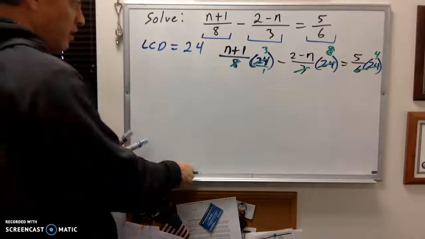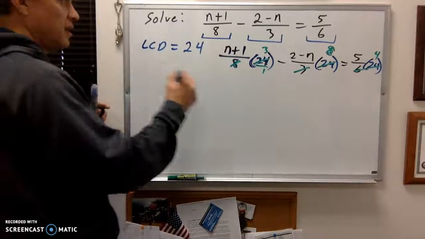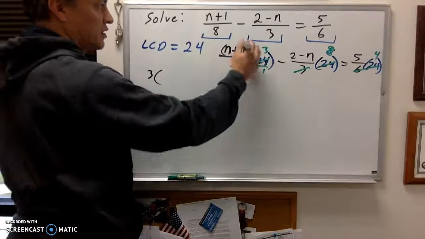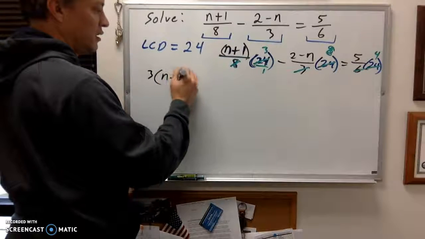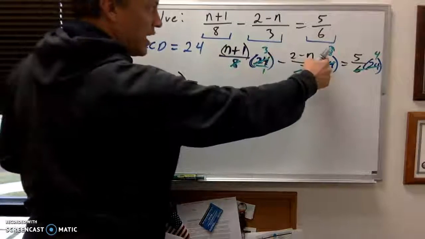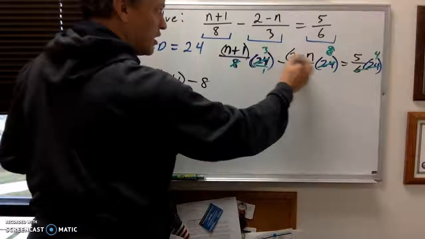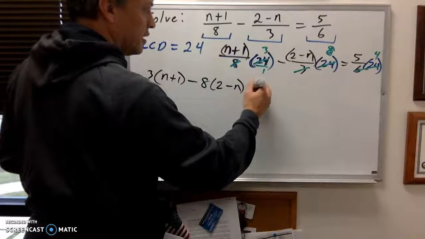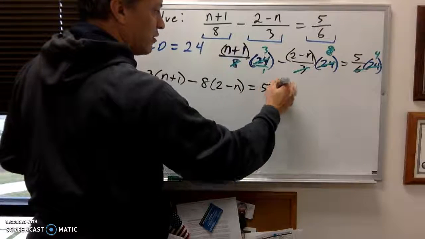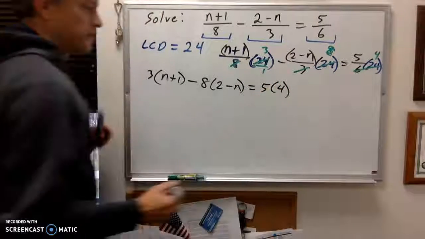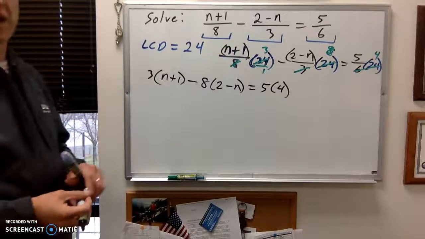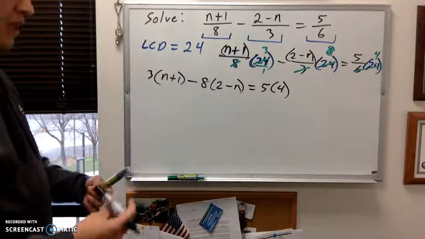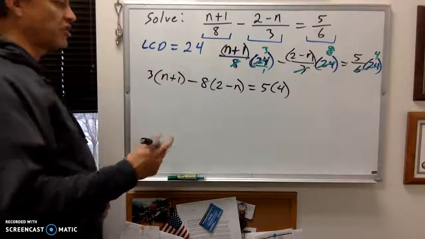So what we end up with here is an equation where we have 3 times all of this, the n plus 1, minus 8 times all of this, the 2 minus n here. And it equals 4 times 5, or 5 times 4. Okay, notice I do not have a fraction anymore, fractions history. That's what I was trying to get to. It's going to be a lot easier to solve now because we don't have a fraction in there.